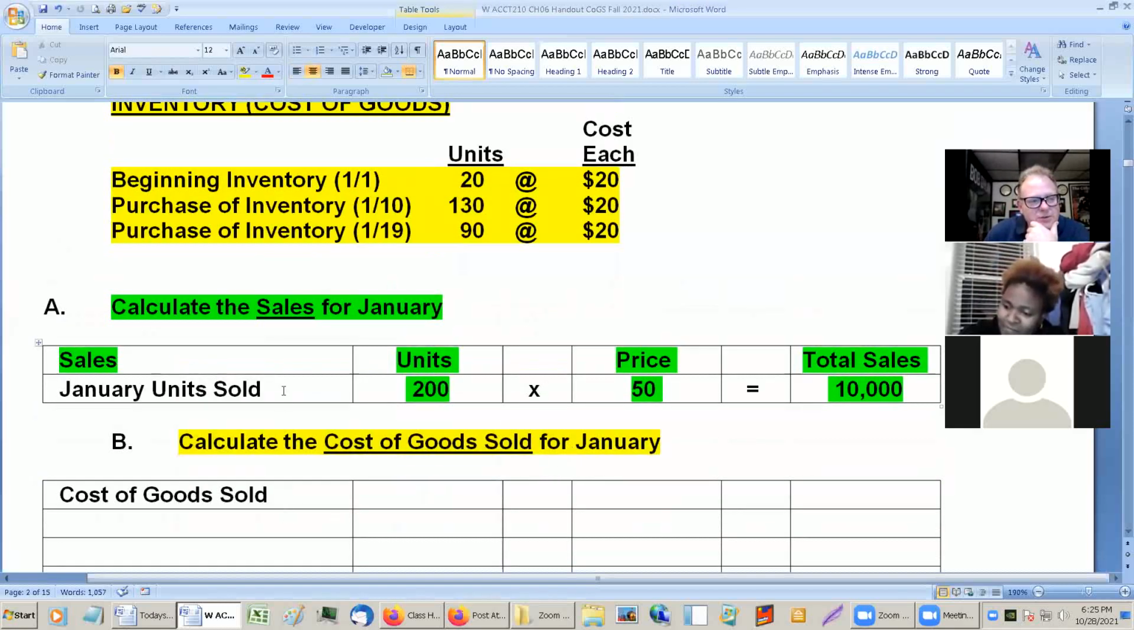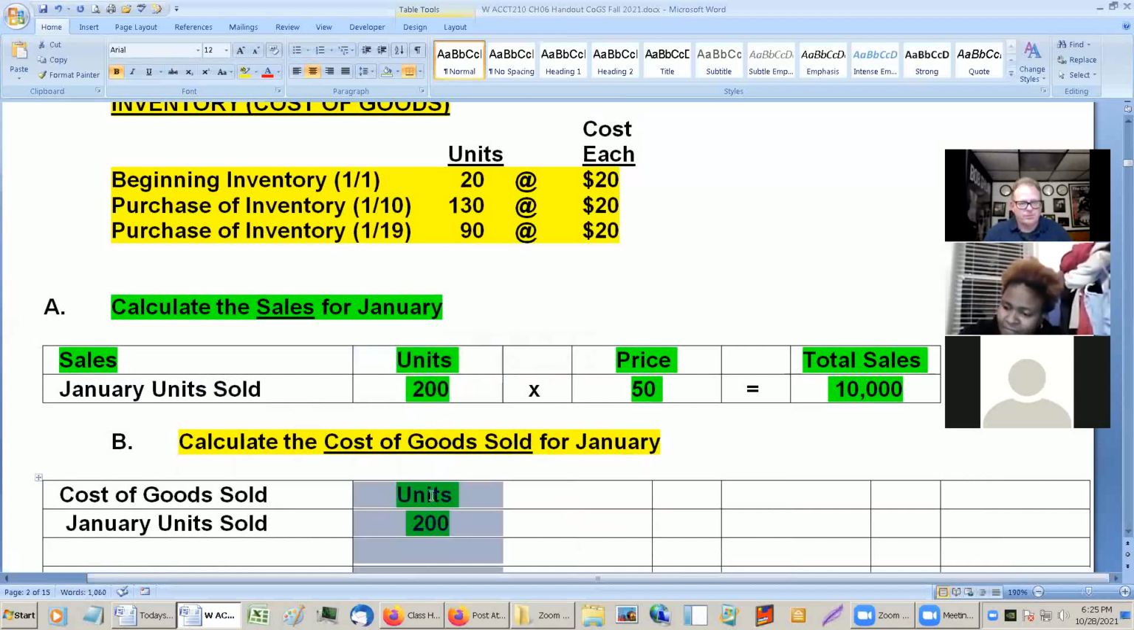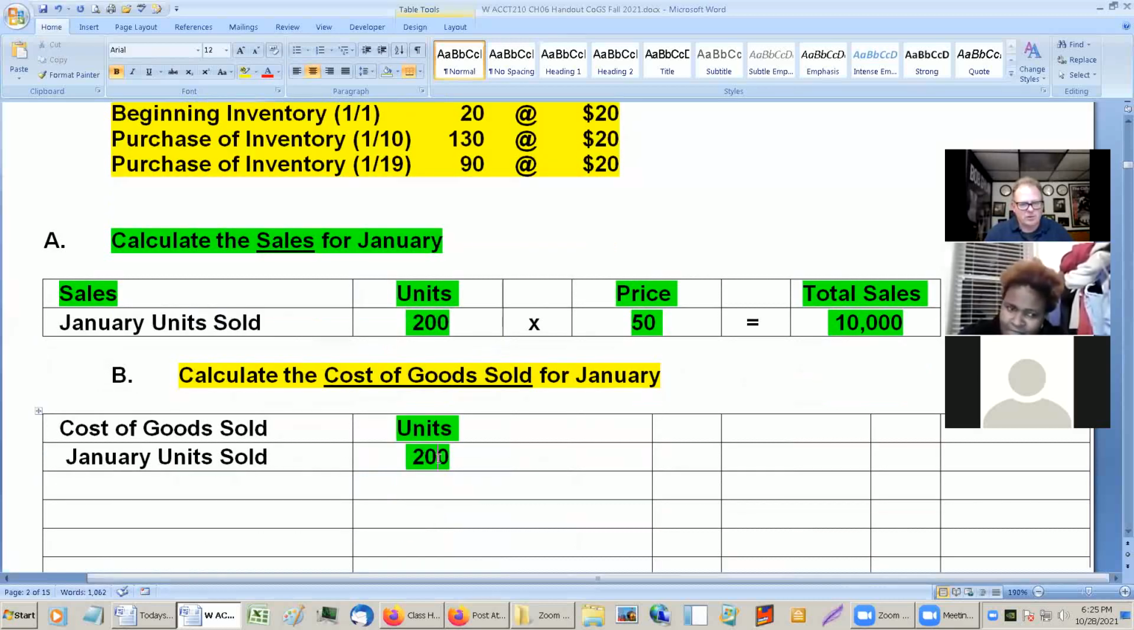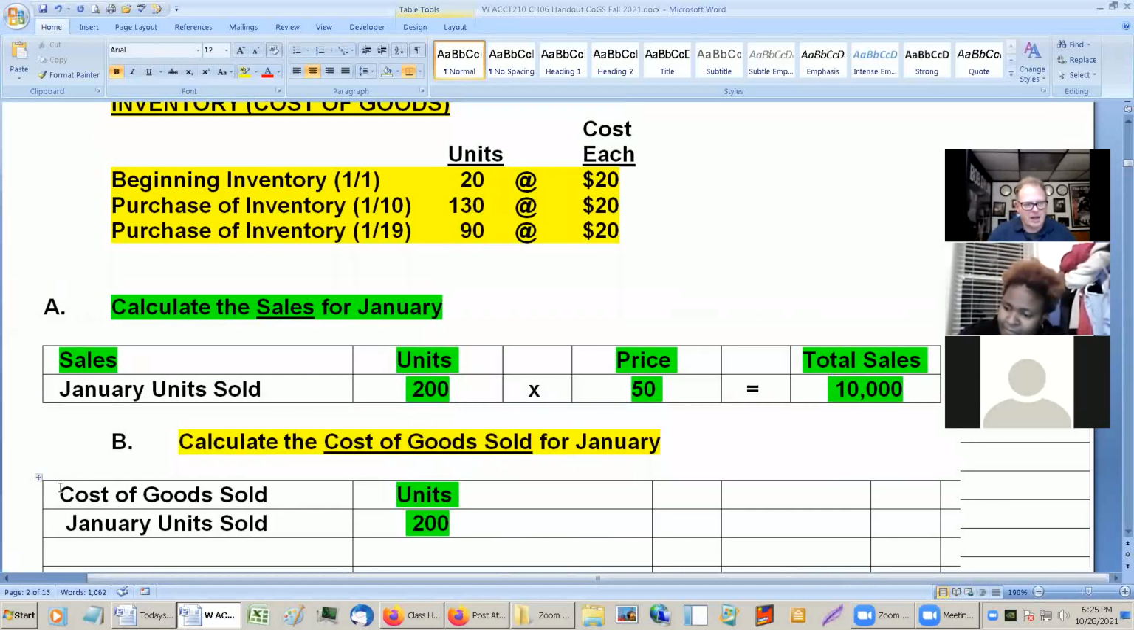So cost of goods sold. We had to figure out these units that we sold. I'm gonna be lazy and copy those. So the units that we sold, 200 units, and that's $20 each. So it'll be the cost.